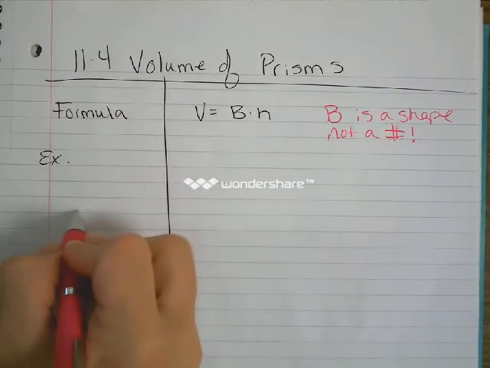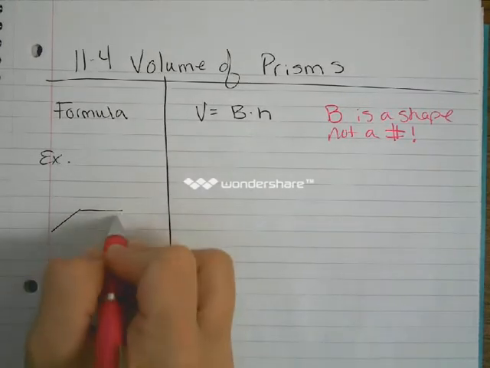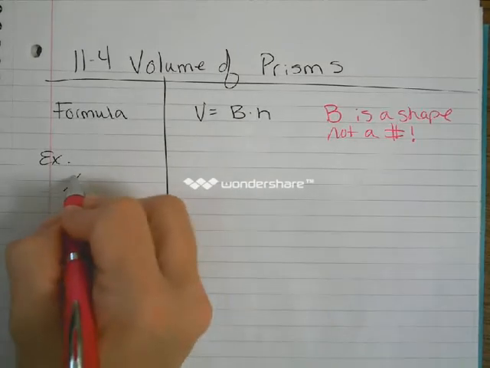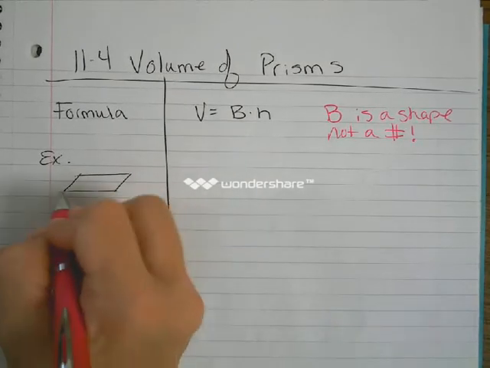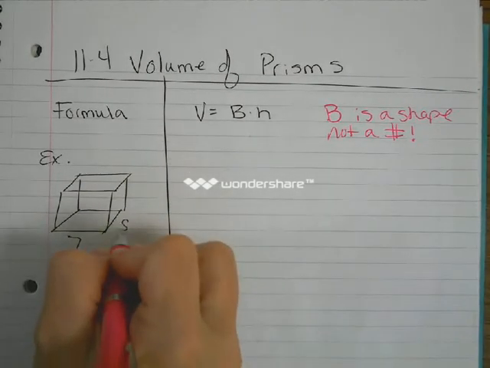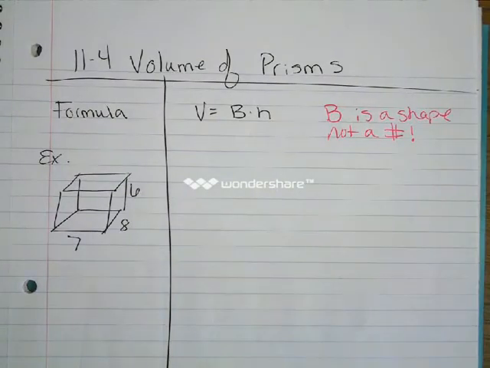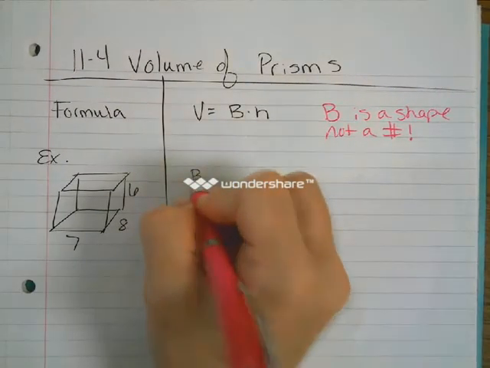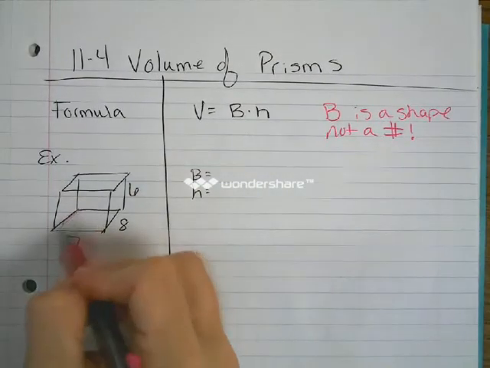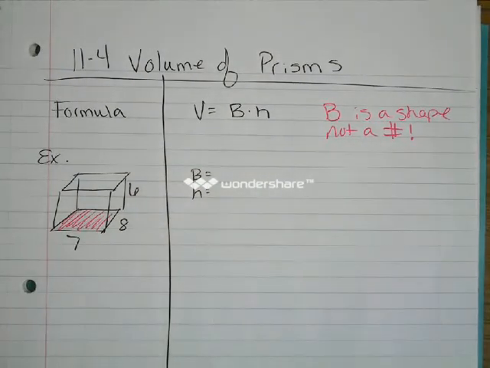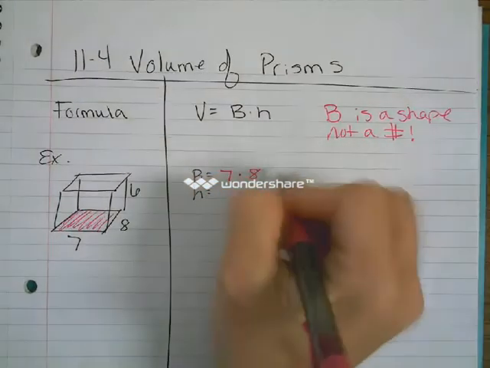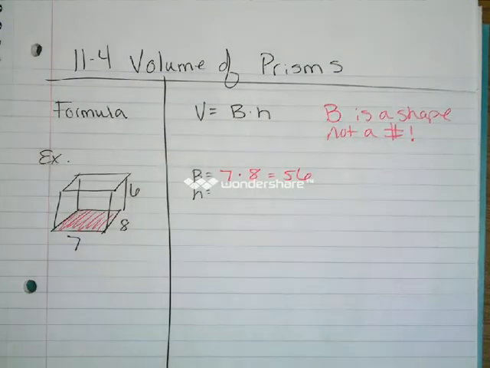We're going to draw a square prism, so remember, draw kind of a slanted square, and then another one right on top of it, and then connect them. If I tell you that this is 7, and that's 8, and that's 6, we need to find our big B and our H. Our big B, we're using this as the base. Our big B is 7 times 8, which is 56. And our height is 6.